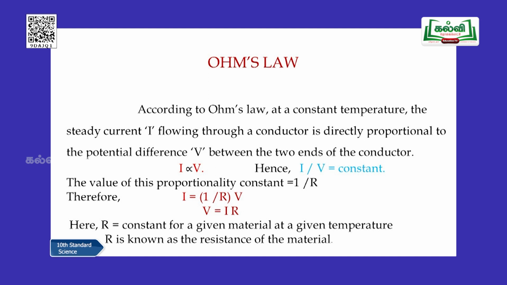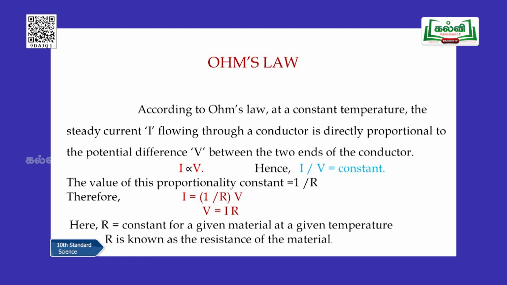So, the steady current I flowing through a conductor is directly proportional to the potential difference V between the two ends of the conductor. Here the conductor refers to the unknown resistor. We used XY, that is the unknown resistor. So, I is directly proportional to V. Hence, I by V is equal to constant. This was the law established by George Simon Ohm.